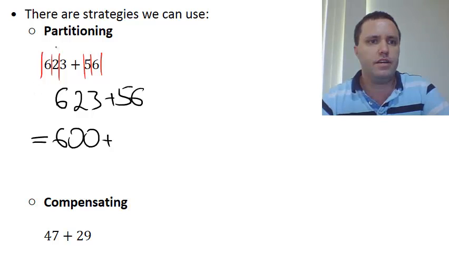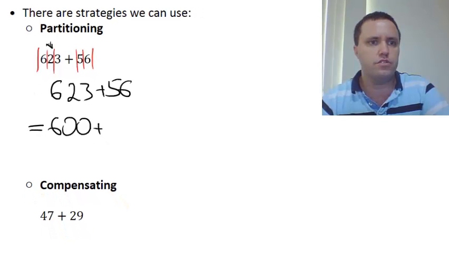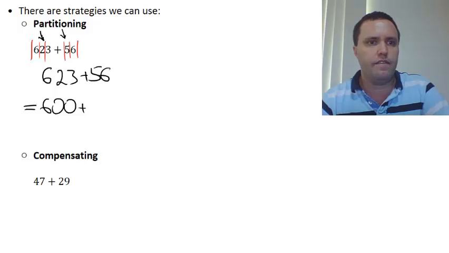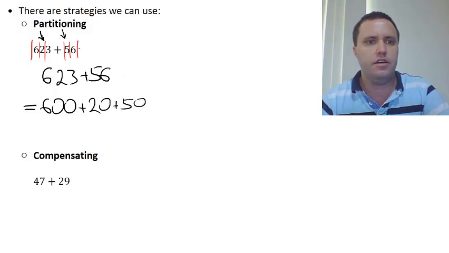Now we move down to the tens. We have a 2 here and a 5, so that means I have 20 plus 50. Now I've done my tens, I move on to my units, 3 plus 6. Now we're going to group those together: 20 plus 50, 3 plus 6.